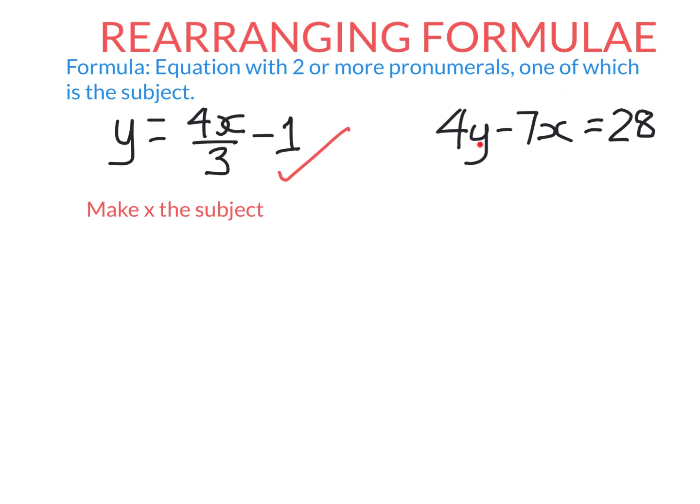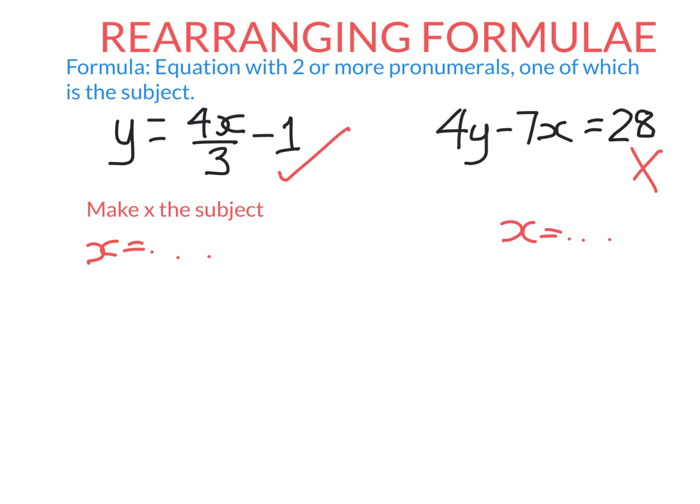In this equation, we still have two pronumerals, but neither of them is the subject. So this does not constitute a rule or a formula. But whether it is a rule or not, we can still rearrange it. What we're going to do in each of these is make x the subject. So what that means is I want to rearrange this equation. So it's the same equation, same information, but it's of the form x equals something. And similarly here, I want to get x equals something. That's what it means to make x the subject. Any equation with x by itself on one side of the equal sign has x as the subject.